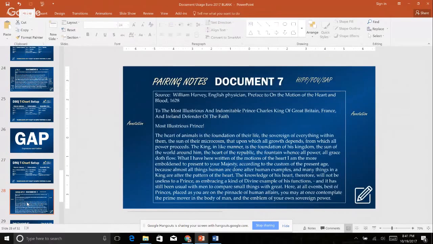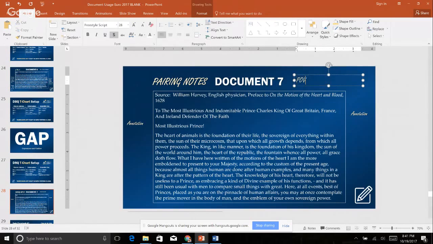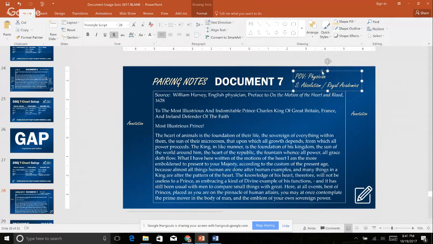Now, when we look at William Harvey, the English physician, preface on the motion of the heart and blood, 1628. Okay, so once again, this is basically the POV, and this is going to be a scientist, right, a physician. Okay, and we'll talk about how to use that later. Now the thing is, we could also note absolutism and the way the royal academies were put into practice to help with the scientific revolution.